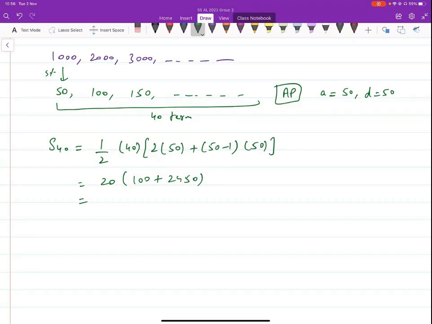No. So I did something wrong there. What's this? 49 into 50? It's 40 minus 1. Yeah, so something seemed wrong there. Okay. So it's 40 minus 1, n minus 1, that's 40 minus 1. 39 into 50? 1950. So that's 2050 into 20, which is 41,000. So you get the same thing from there.